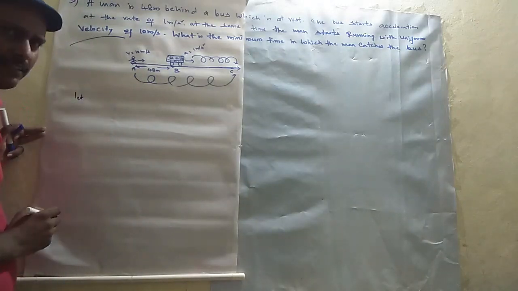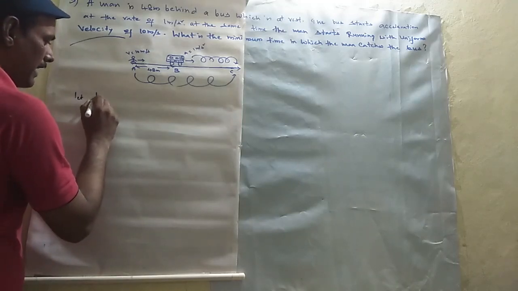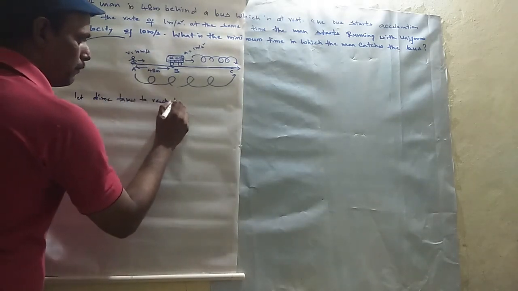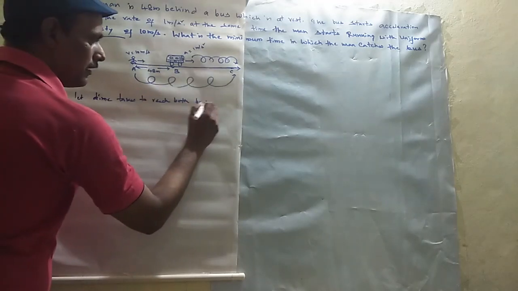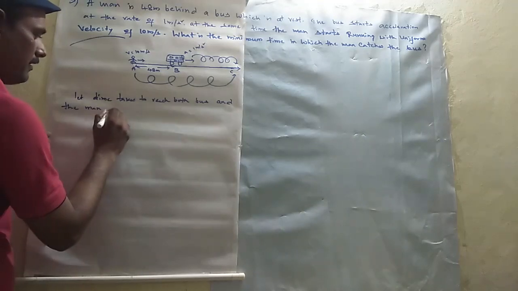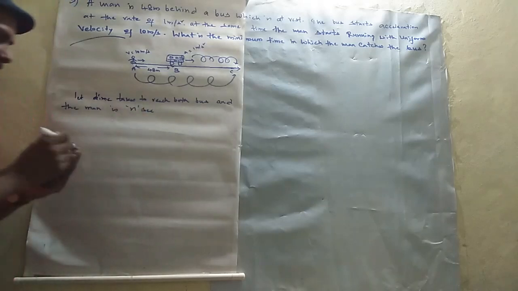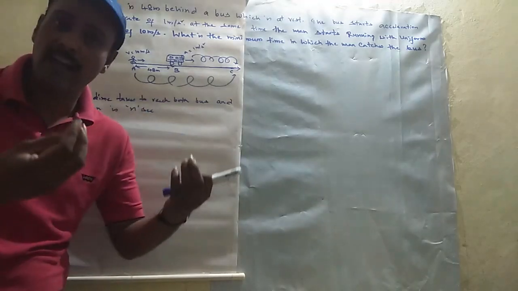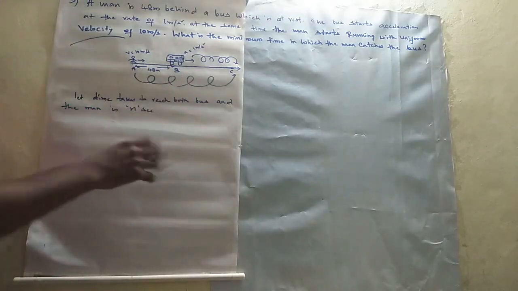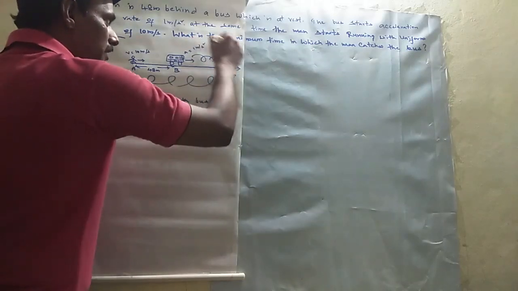Let the time taken for both the bus and the man to reach each other be n seconds. What is n? I don't know, that only I have to find according to the problem. Now I'm starting. First I'm taking the bus. First I'm discussing the bus, this part only.